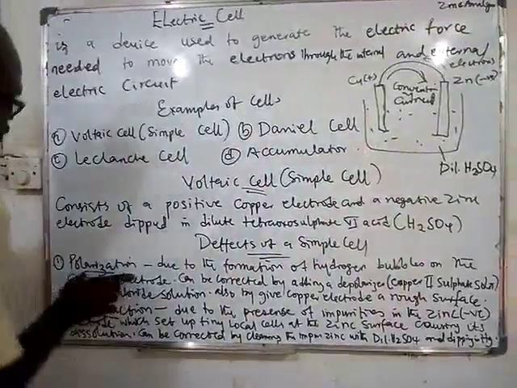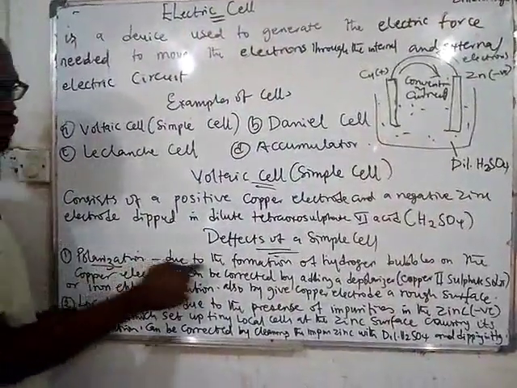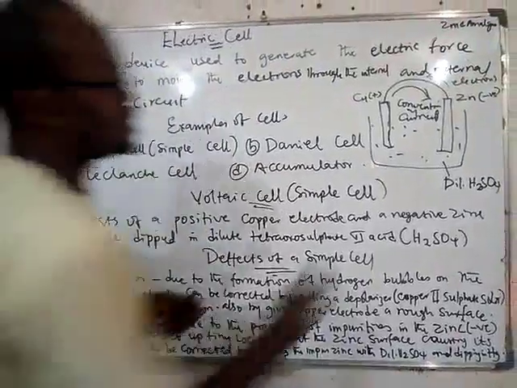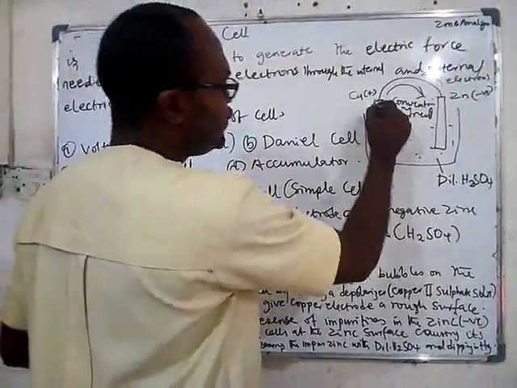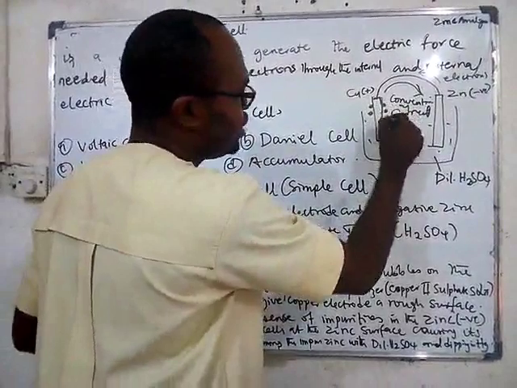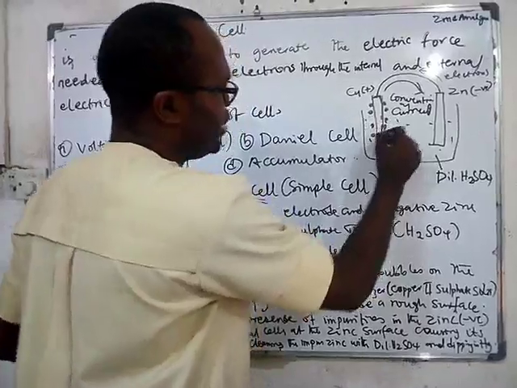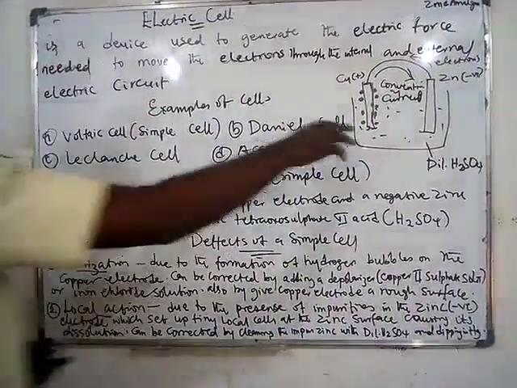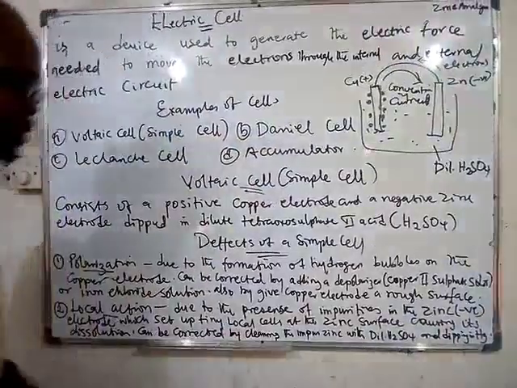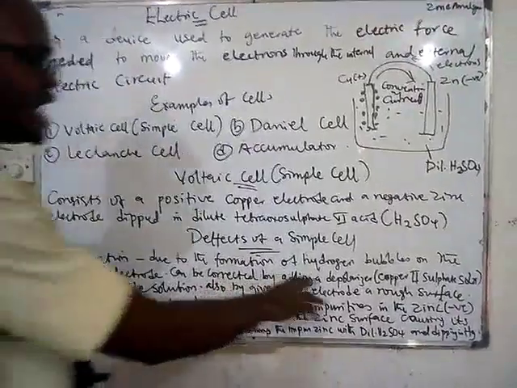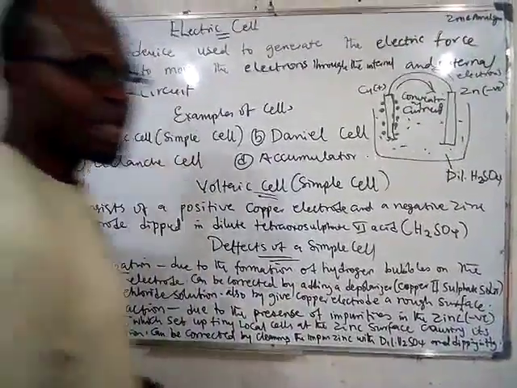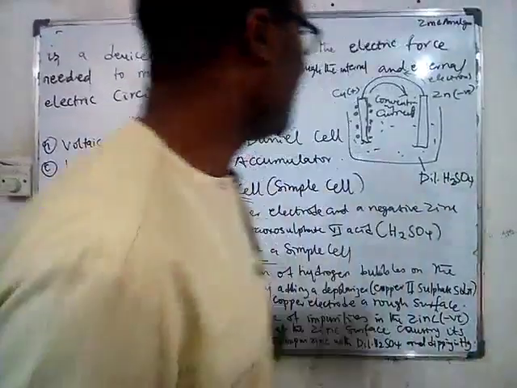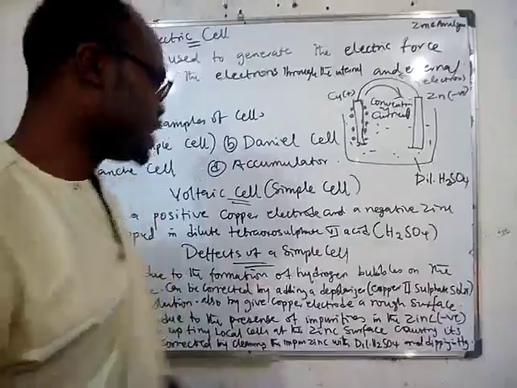And what is polarization? Polarization is caused due to the formation of hydrogen bubbles on the copper electrode. Can you see this copper electrode? If you start using it, there will be hydrogen bubbles formed around this copper electrode, and that will cause polarization. And how can you correct it? You can correct polarization by adding the polarizer.